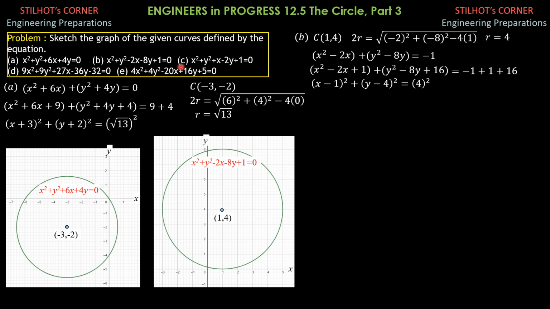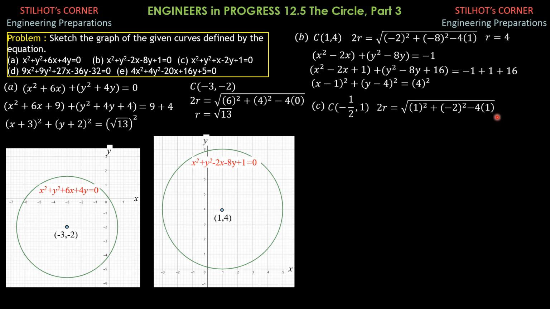Then part C, x squared. So negative 1/2 of 1 is negative 1/2. Negative 1/2 of negative 2 is positive 1. The center is at negative 1/2, 1. And the radius is square root of 1 squared plus negative 2 squared minus 4 times 1.